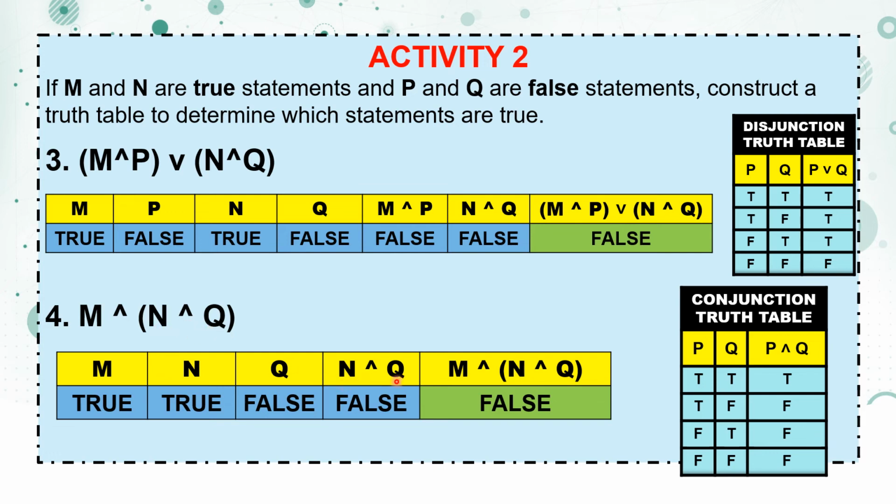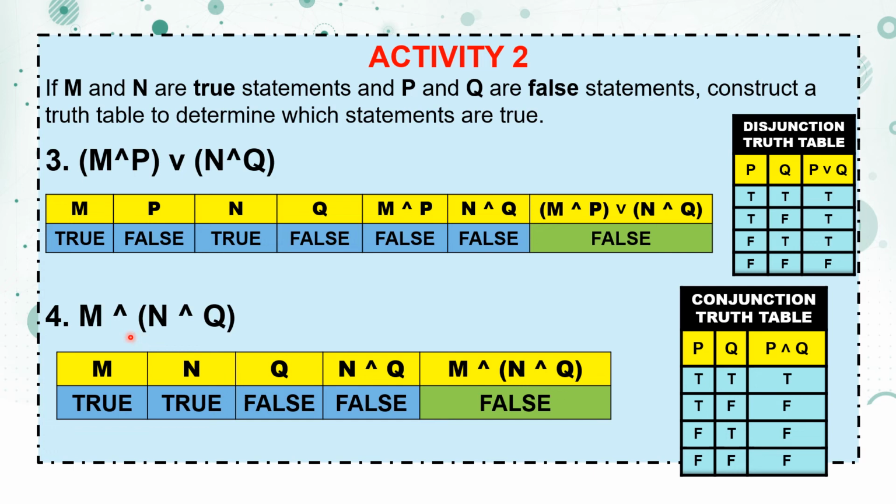N and Q. Since it is "and," it is a conjunction. We get the value from the conjunction table. N, Q: true, false. So we have here true, false. The truth value is false. That's why we put false here.